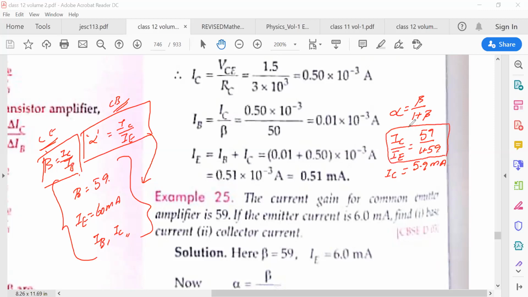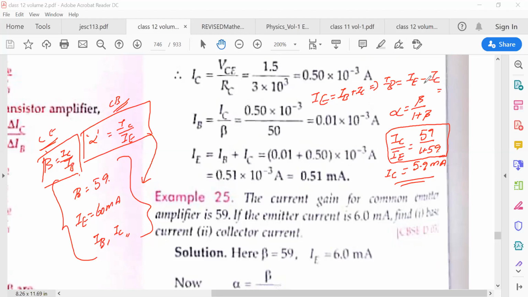So beta by 1 plus beta, and alpha is nothing but your IC by IE. Okay. So எனக்கு வந்து IC தெரியும், as well as IE தெரியும். So the relation is IE is equal to IB plus IC. So from this relation, IB is equal to IE minus IC. இது நீங்க solve பண்ணும்போது IE தெரியும் 60 and IC தெரியும், it is 5.9 milliamps.